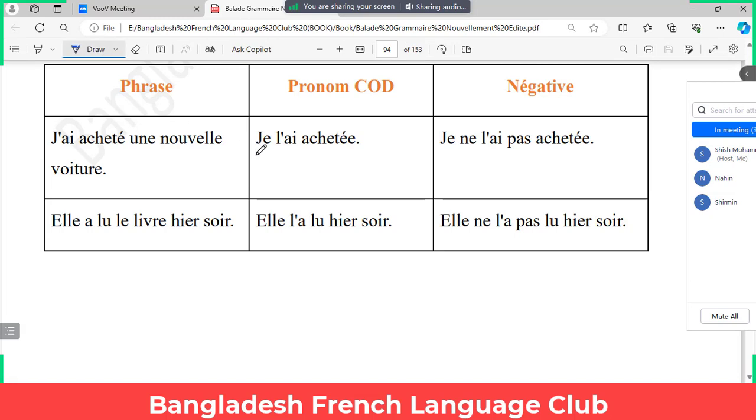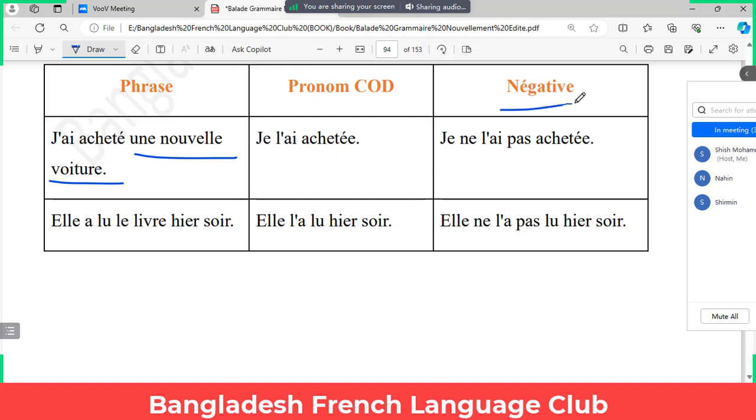So here it is la, definitely la, but as two vowels are side by side, that's why the first one is removed. Okay, and this is written this way, l'. Je l'ai acheté means I bought it. So this l' is replacing un nouvel voito, a new car.